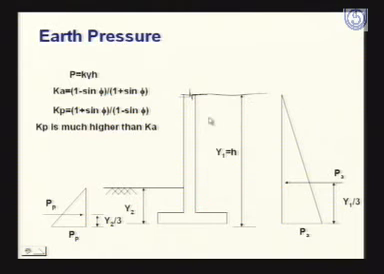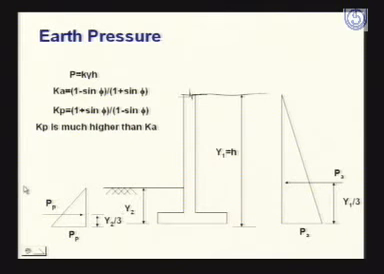So on this side, the side of the retained material, the pressure is active earth pressure, and that is shown as PA, subscript A, means this is the active earth pressure. Whereas on the other side, because the wall is moving towards the material, the pressure will be passive earth pressure, and it is written here PP, where the subscript means passive pressure.